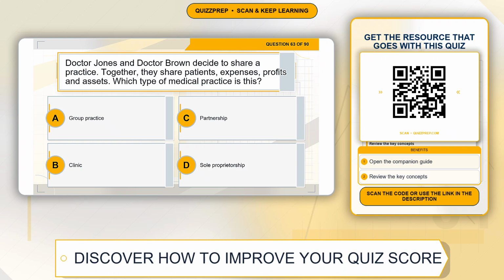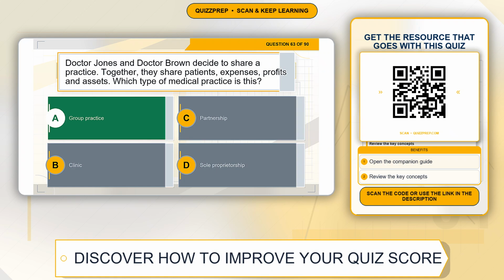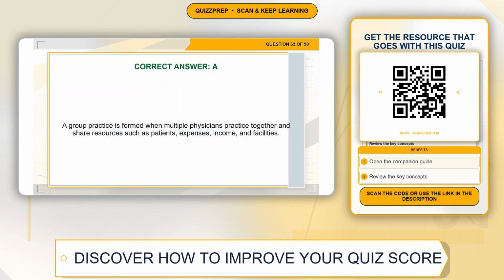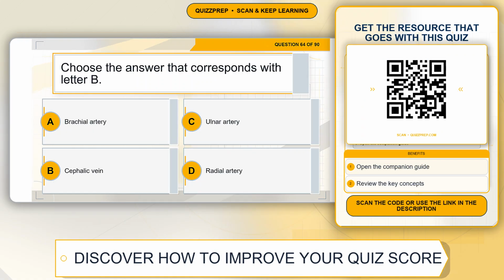Question 63. Dr. Jones and Dr. Brown decide to share a practice. Together, they share patients, expenses, profits, and assets. Which type of medical practice is this? Option A, group practice. Option B, clinic. Option C, partnership. Option D, sole proprietorship. The correct answer is option A, group practice. Explanation. A group practice is formed when multiple physicians practice together and share resources such as patients, expenses, income, and facilities.